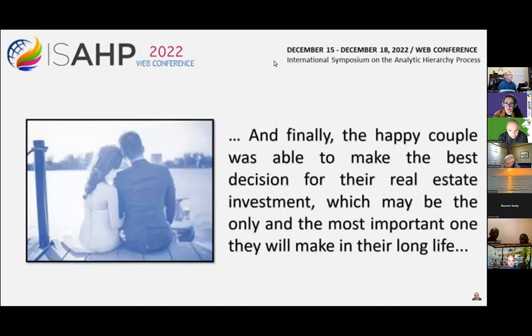And finally, the happy couple was able to make the best decision for their real estate investment, which may be the only and the most important one they will make in their long life.